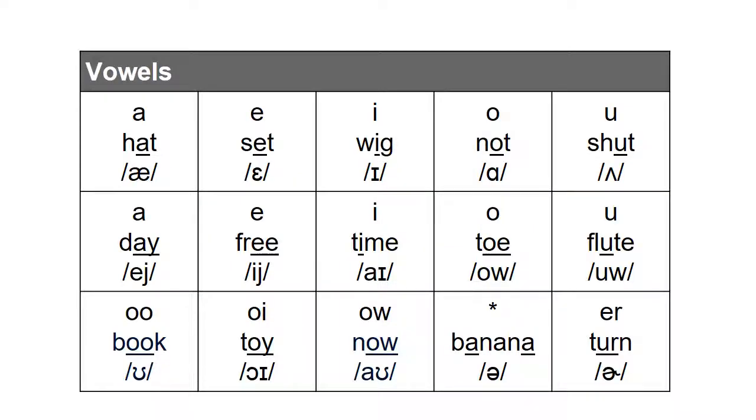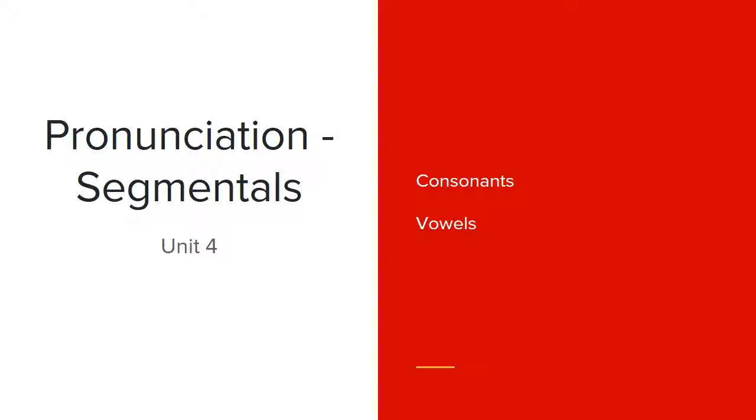Obviously different dialects of English will have a different set of sounds. Some forms of American English are actually merging some of these sounds, and they'll have fewer vowel sounds than what other dialects have. So this has been our video where we've talked about consonant and vowel sounds in English.